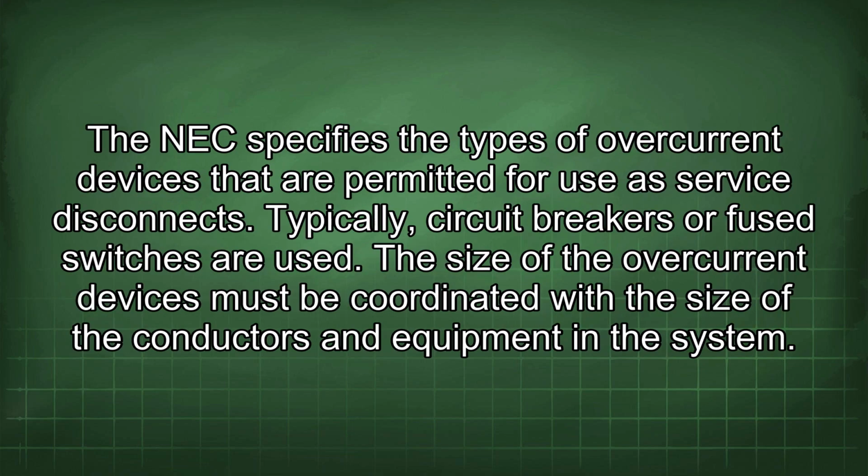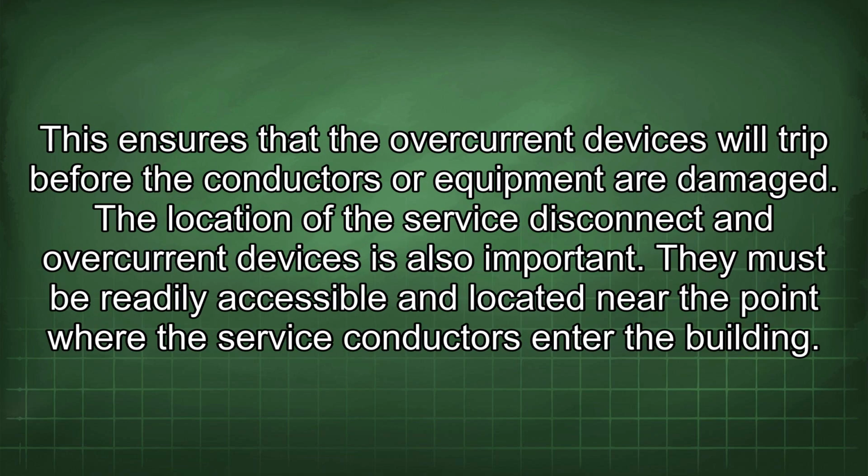The NEC specifies the types of overcurrent devices that are permitted for use as service disconnects. Typically, circuit breakers or fuse switches are used. The size of the overcurrent devices must be coordinated with the size of the conductors and equipment in the system. This ensures that the overcurrent devices will trip before the conductors or equipment are damaged.